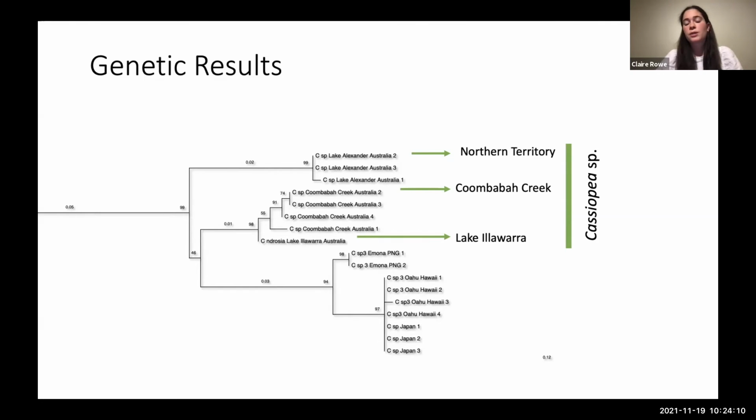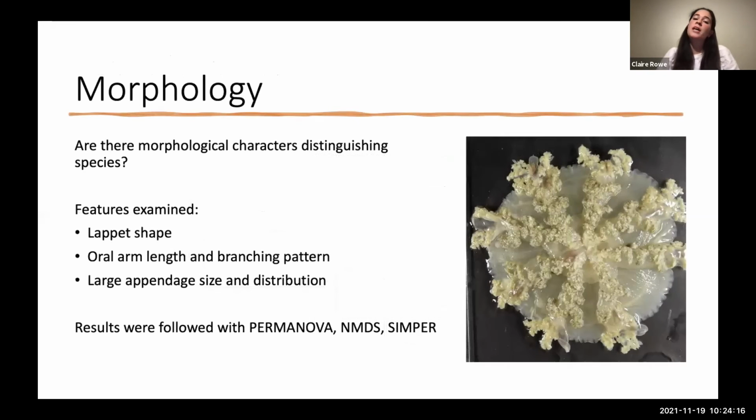And for the rest of this talk, I'll just be referring to them as Cassiopea sp because no name has yet been assigned. So from here, I wanted to look at the morphological differences between the species and see if there are any distinguishing characters. As I mentioned before, they are a cryptic genus. So there's a few features I looked at here.